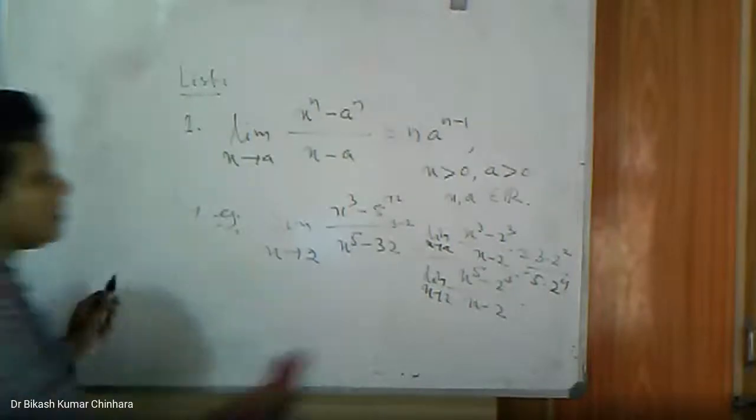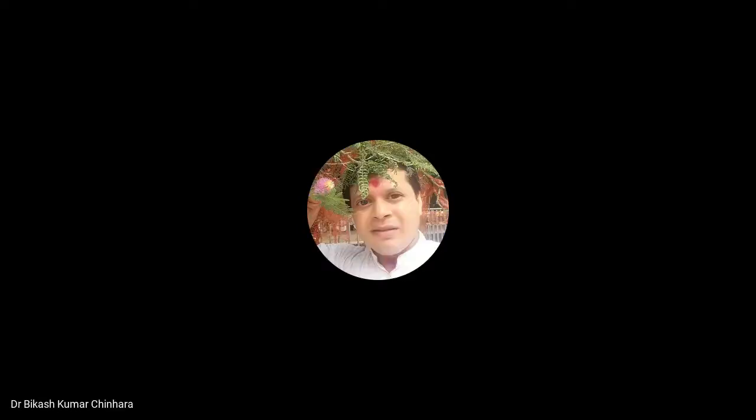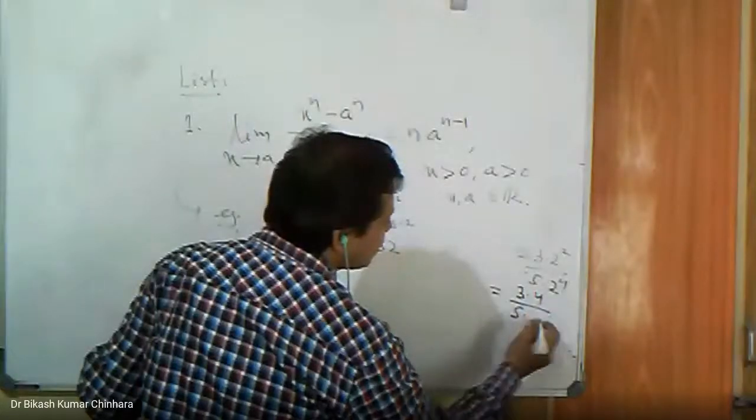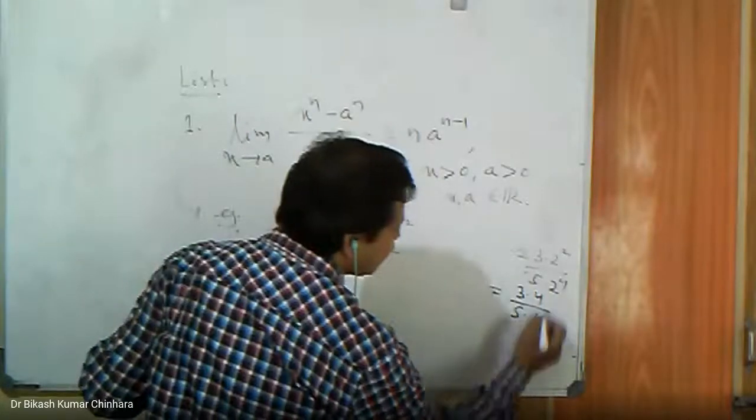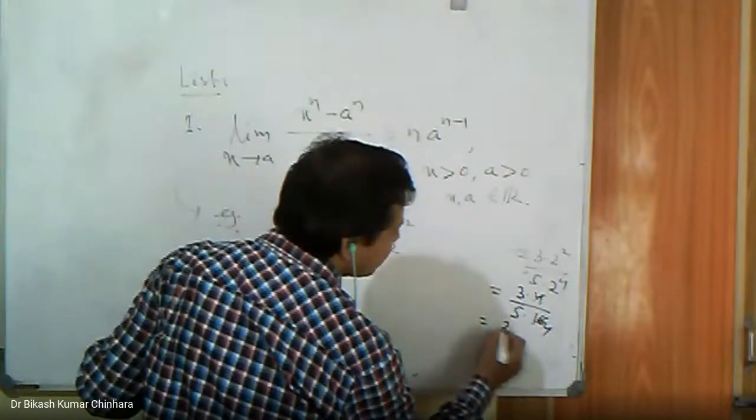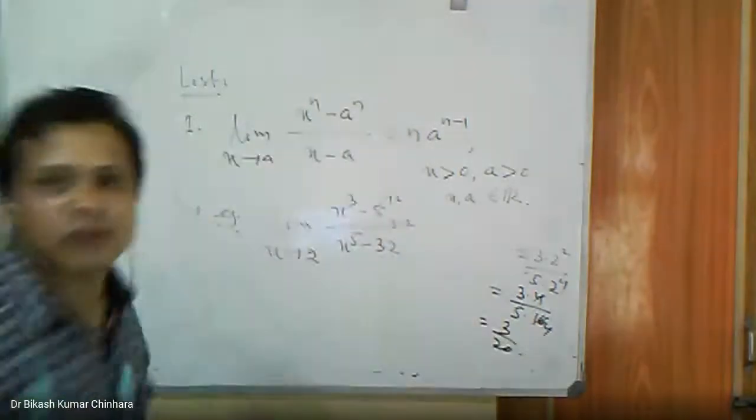So what is its value? 3 by 20, sir. So 3 by 20. Five into 16. So it is 3 by 20. You can check. Okay.